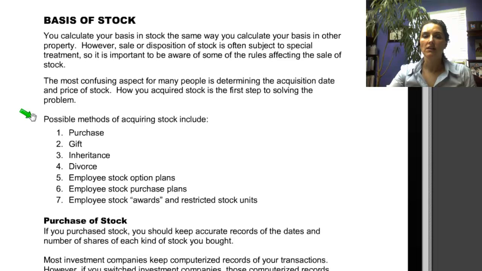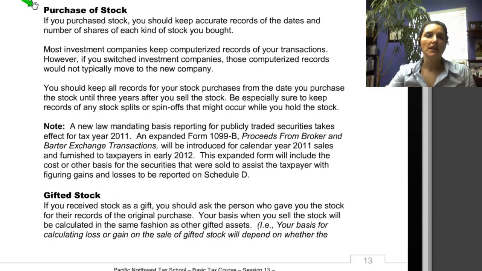Possible methods of acquiring stock include purchase, gift, inheritance, divorce, employee stock option plans, employee stock purchase plans, and employee stock awards and restricted stock units. Purchase of stock. If you purchase stock, you should keep accurate records of the dates and the number of shares of each kind of stock that you bought. Most investment companies keep computerized records of your transactions. However, if you switched investment companies, those computerized records would not typically move to the new company.